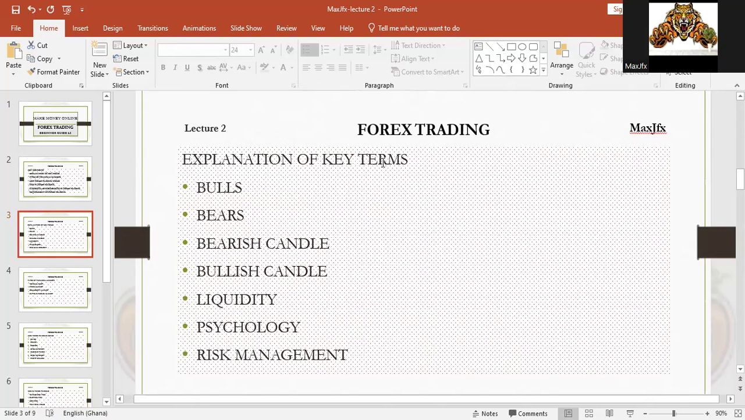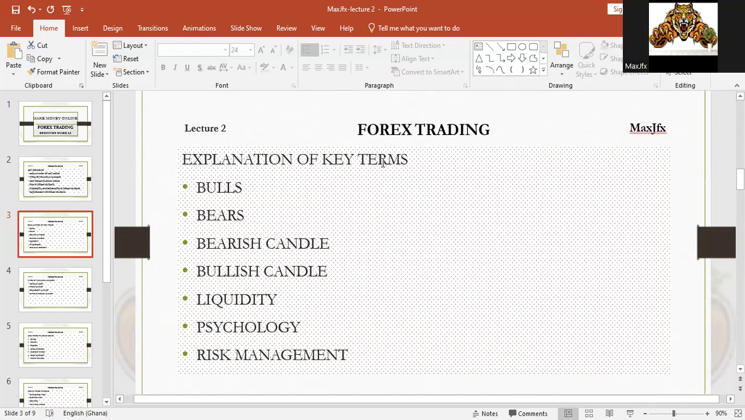Okay, the next one is risk management. Risk management is you being able to protect your capital in the forex market. You know when to enter the market, when to exit, when to increase your lot sizes, when to decrease your lot sizes, the time to trade, the session to trade. These are the decisions that make up risk management. And when you have good risk management, then you are a successful trader.